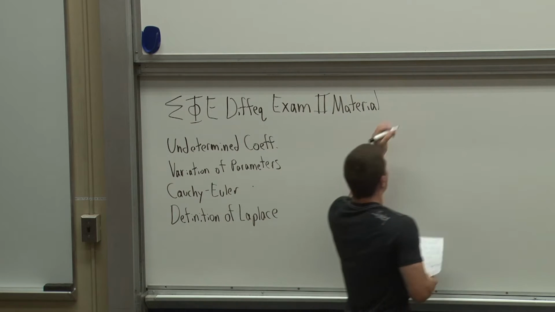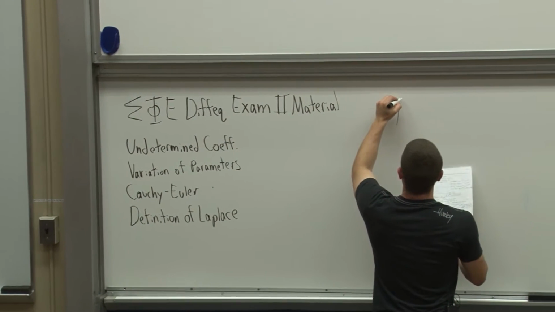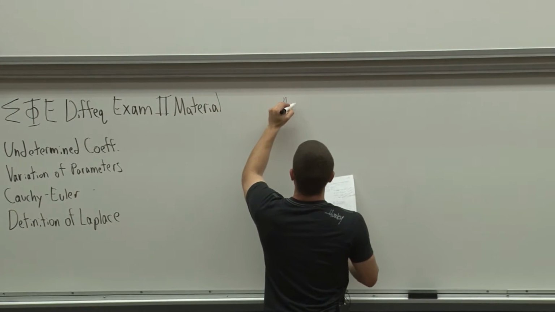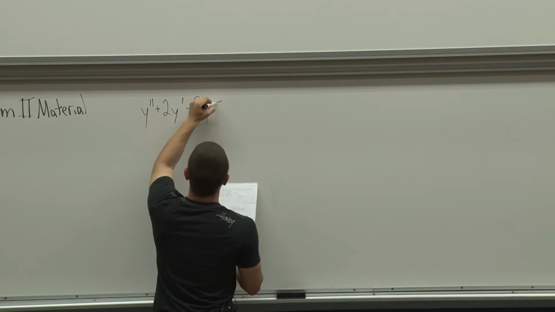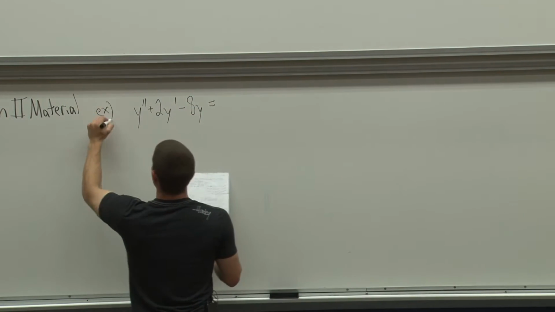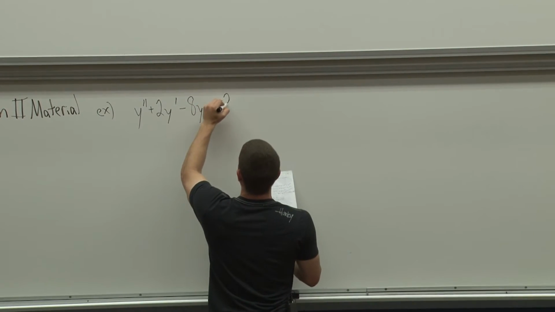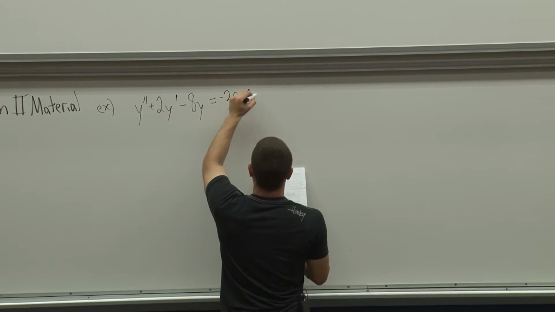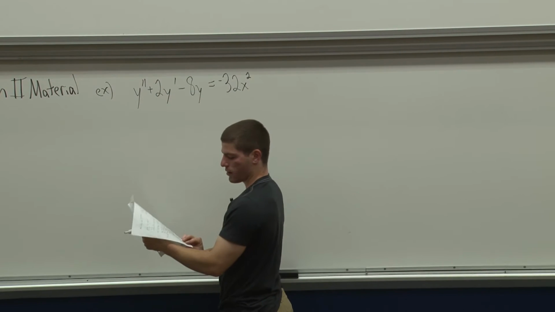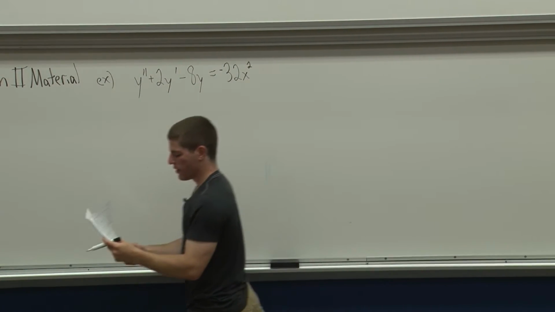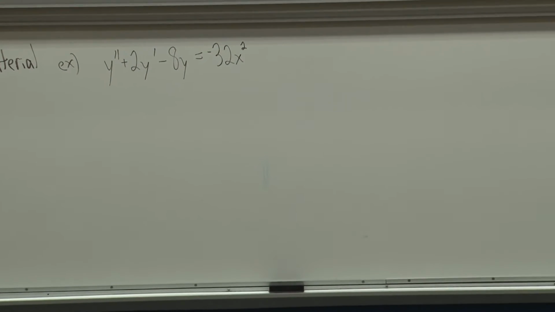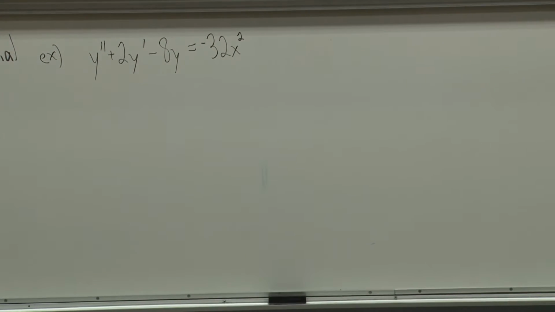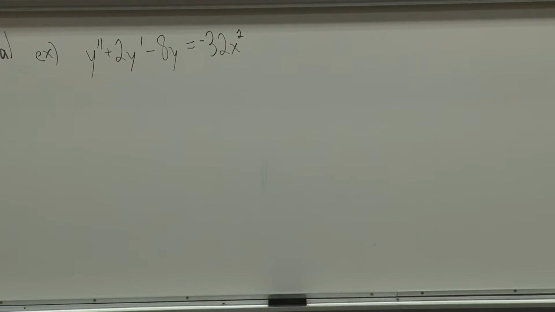Let's start with an example, with undetermined coefficients first. If you have y double prime plus 2y prime minus 8y equals negative 32x squared. I'll make sure this one works, because I had one on here where, when you solve for the constants a, b, and c, you get weird fractions like 150 over 1,000, but I'm not going to do that.